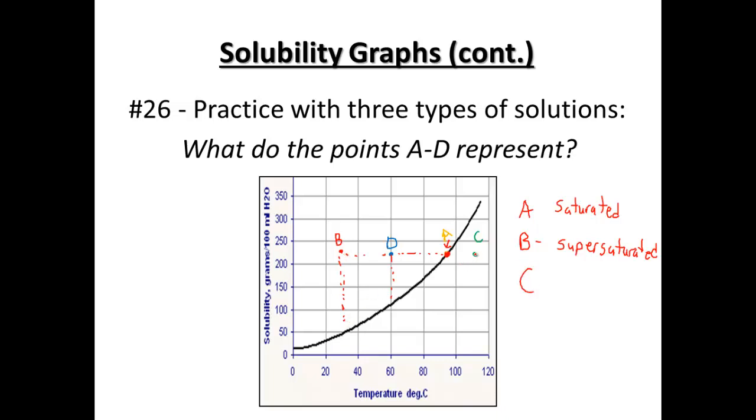C, underneath the line, we could still dissolve in more, so it's unsaturated. And finally, we'd already seen D earlier, not quite as supersaturated, but D still has more particles than we should be able to have in there. So what would have had to happen is we got to point A and then cooled it back down to get to either B or D.